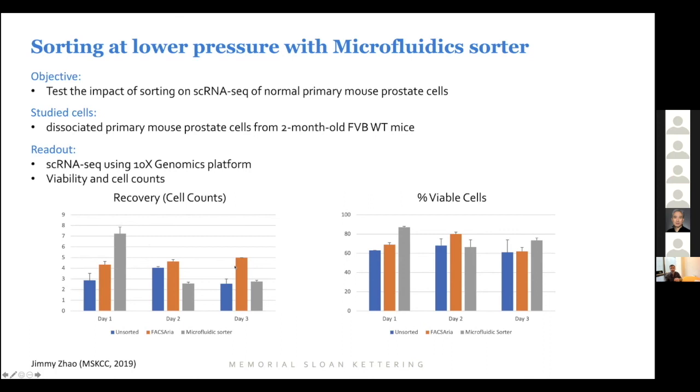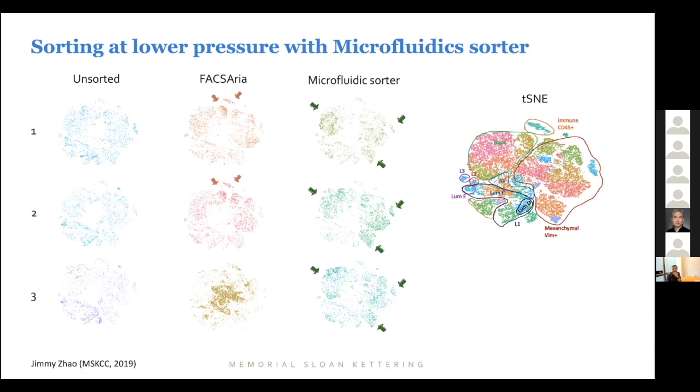It was relatively the same recovery, and viability was pretty much the same. When we looked at single cell sequencing, there are some differences between the ARIA and the microfluidic sorter when compared to unsorted, but they're both slightly different from the unsorted. One, the ARIA, actually enriched more towards the immune subsets, and the microfluidic cell sorter enriched more towards basal or mesenchymal cells. So again, not really much of an impact.